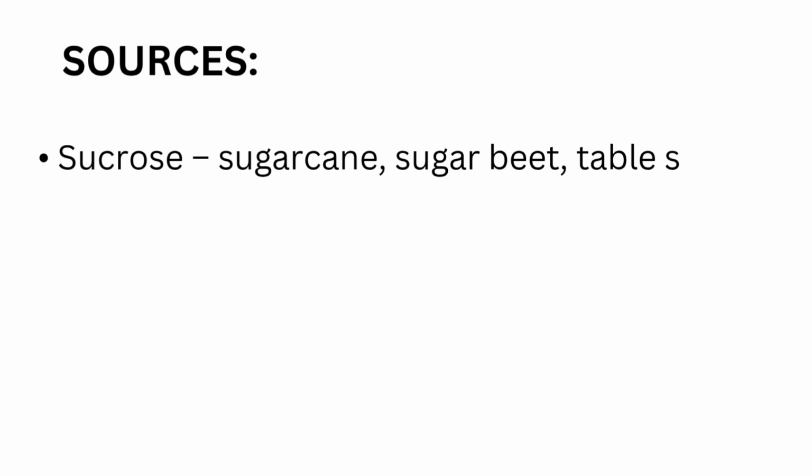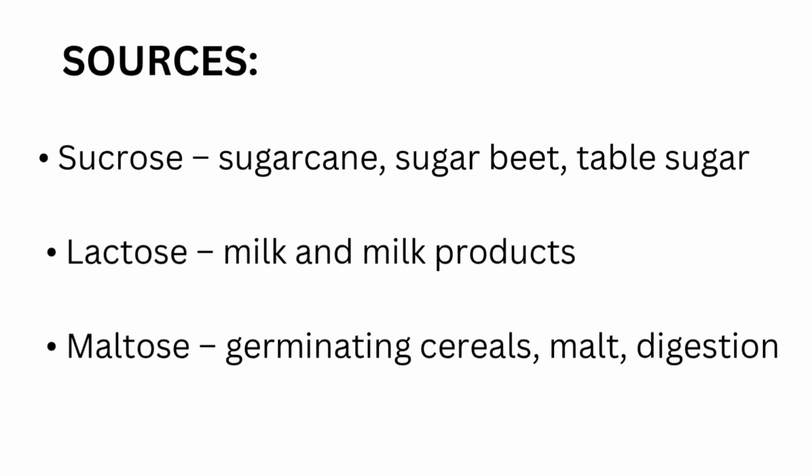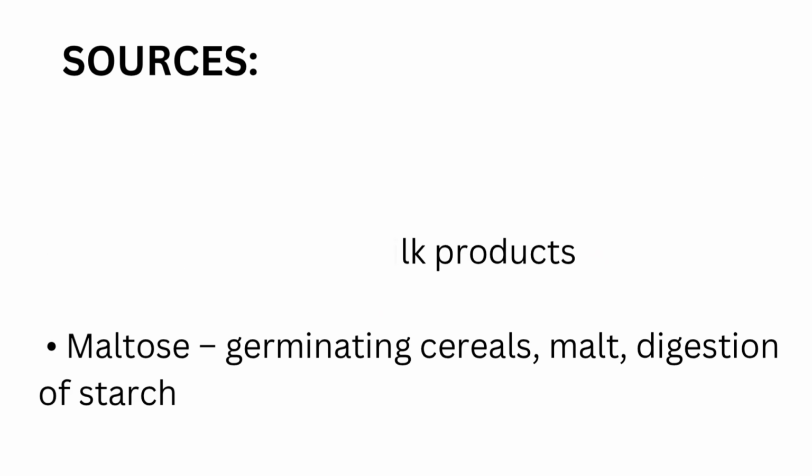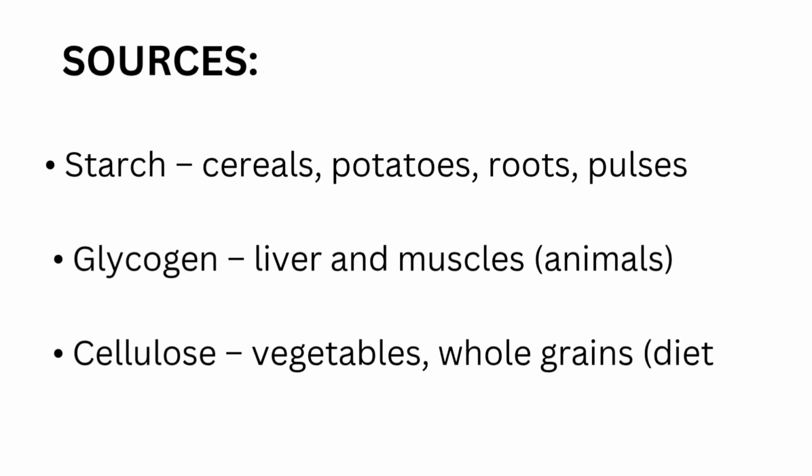Among disaccharides, sucrose is found in sugarcane, sugar beet, and table sugar. Lactose is present in milk and milk products, and maltose occurs in germinating cereals and during the digestion of starch. Among polysaccharides, starch is found in cereals, potatoes, roots, and pulses. Glycogen is stored in the liver and muscles in the form of glucose in animals, and cellulose is present in vegetables and whole grains as dietary fiber.